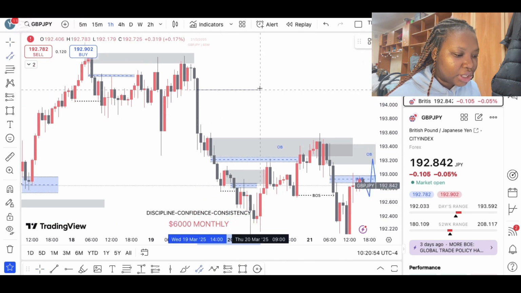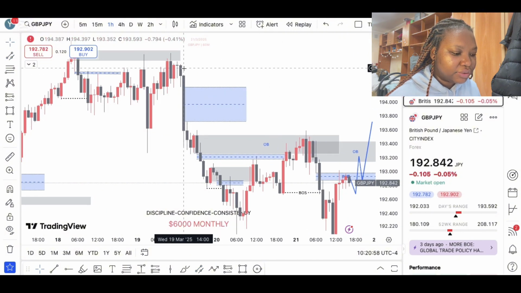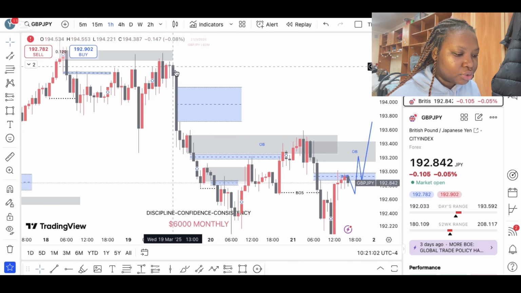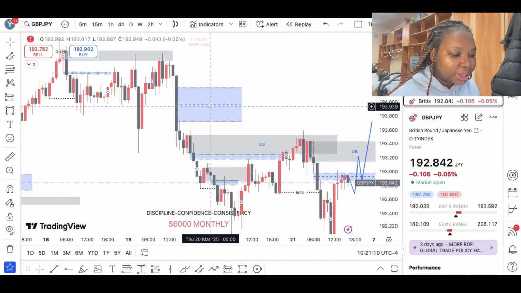You see this large gap here, as I said, is the gap that exists between 3 consecutive candlesticks. 1, 2, 3. So this is 1 candlestick, 2 candlesticks, and 3 candlesticks. Between these 3 candlesticks, there should be a gap. This is the gap here. This is what we call a fair value gap.